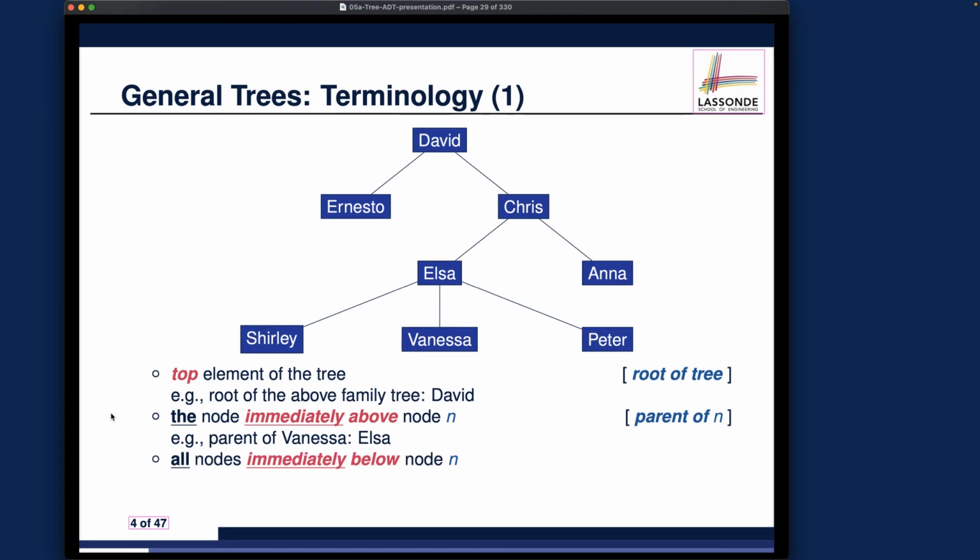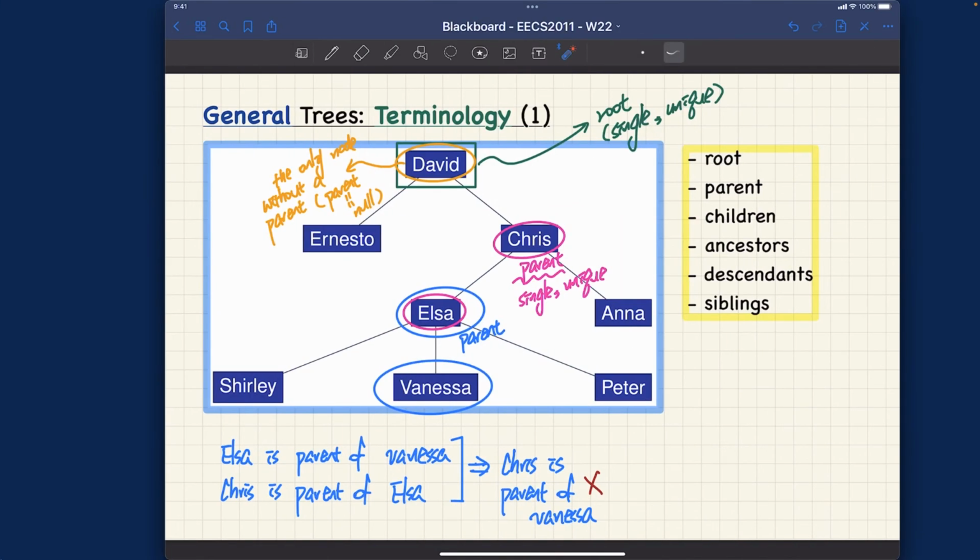Right, the next one. Symmetrically, all the nodes immediately below a particular node n will be the children of n. And be very careful over here. For the parent, I would say the node, so that means it's a single one and also it's unique. On the other hand, when I say the children, I simply say all the nodes, so all the nodes kind of suggest it could be 0, it could be 1, it can be more than 1.